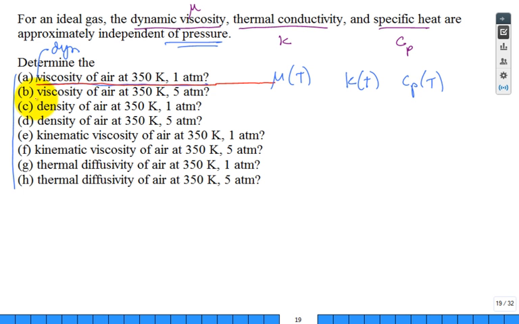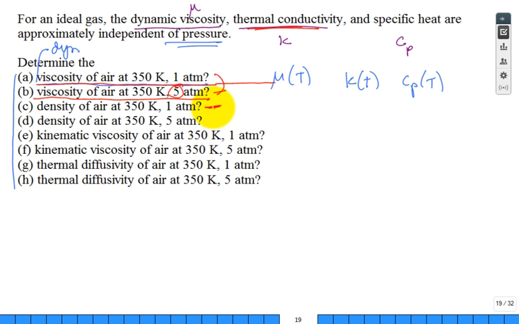Now, somebody says, what's the dynamic viscosity of air at 350 Kelvin, 5 atm? Oh, you changed it. Without knowing that the dynamic viscosity, kinematic viscosity, thermal conductivity, or the specific heat are essentially independent of pressure for ideal gases, you'd spend a lot of time looking and get very frustrated. All you have to do is say it's the same value for that property.